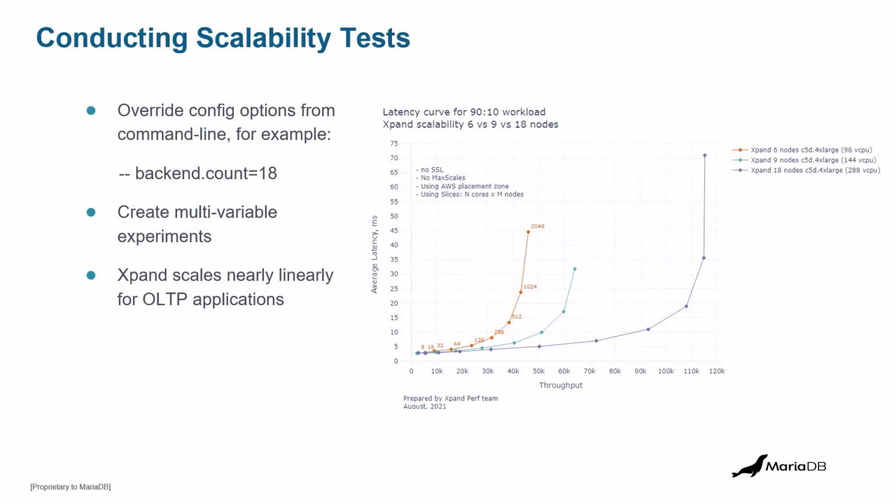We can use overrides from the command line, as seen in this example here, by just specifying the backend.count, which is our number of nodes that we use for the backend, which is Expand. And just by changing this, we can change the number of nodes used, provisioned, test, and then iterate over those different values that we have. So this shows that we can use Xbench to automate this entire test flow, and we can even create experiments that iterate over multiple variables if we need to.